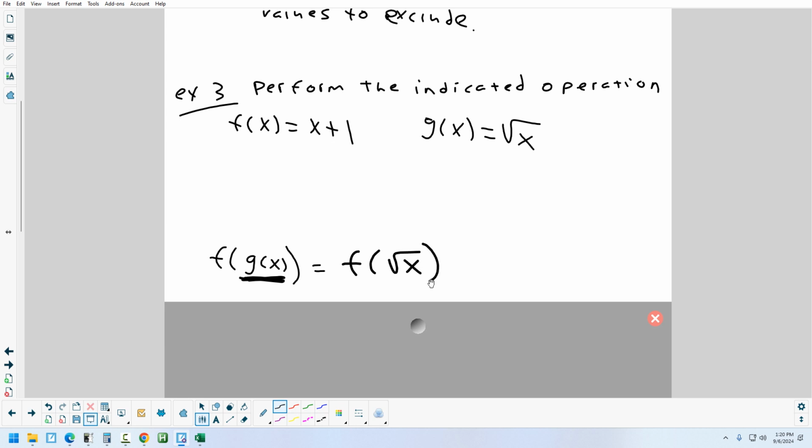Now, everywhere that you have a variable in the f function, I want you to change the variable to square root of x. So you're plugging this in for the letter right there. So if we did that, what would we get over here? Square root of x plus 1. Yep.